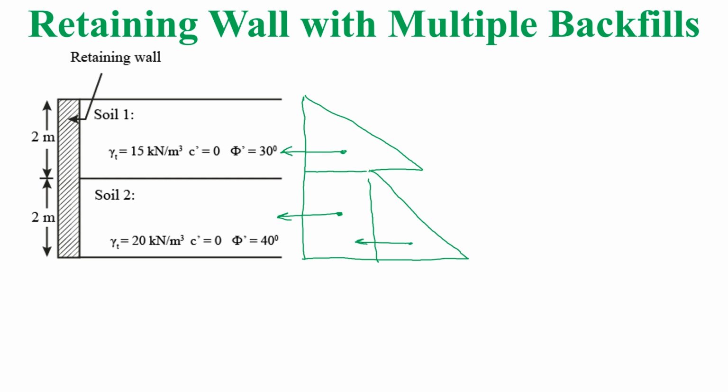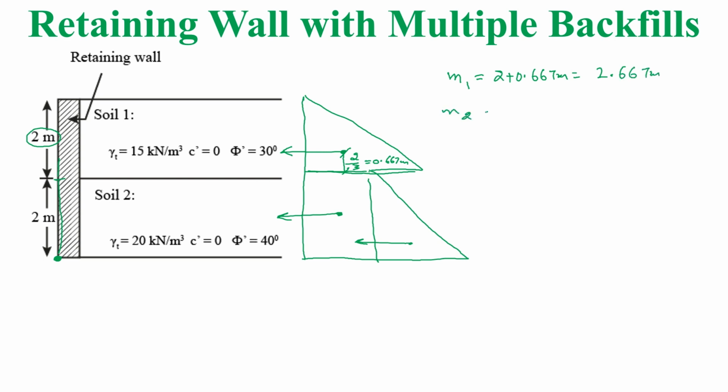What will be distance from here to here? Because it has a height of 2 meter, so it will be 2 by 3 from the base. This is base of the triangle, 0.667 meters. So from the bottom of the wall, this point is considered as reference. So from bottom of the wall, it will be 2 meters plus 0.667, this one. So moment arm of first figure is 2 plus 0.667 meters. It will be 2.667 meters.